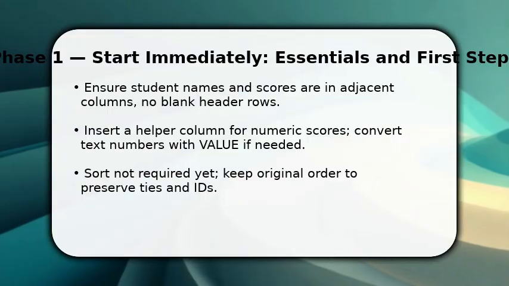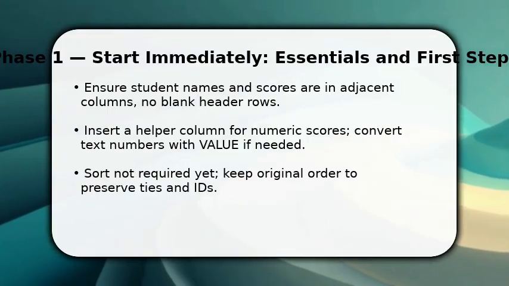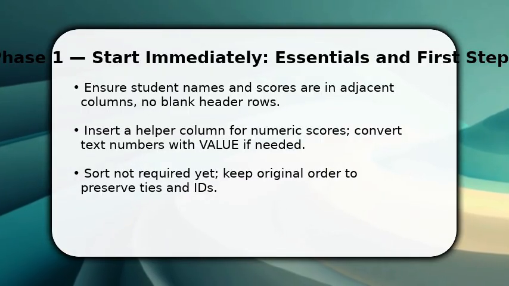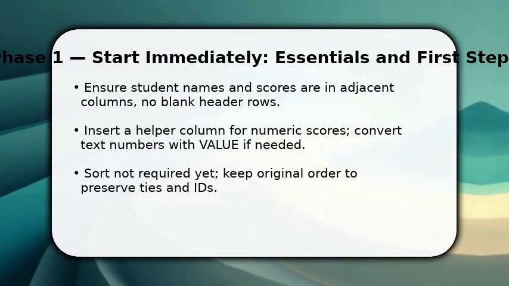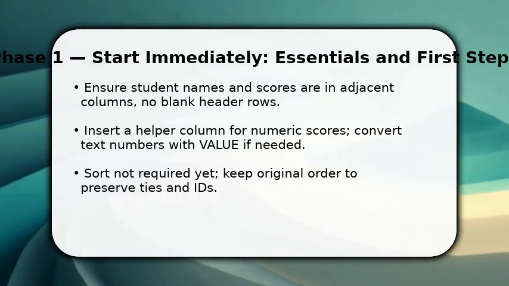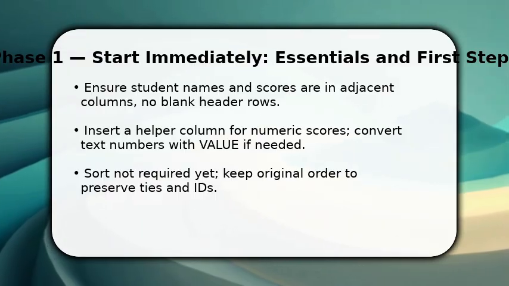Enjoy the video. You start by confirming your sheet columns: name, ID, score. Enter a helper column labeled numeric score and use equals VALUE. If scores are stored as text, this ensures Excel treats values numerically.